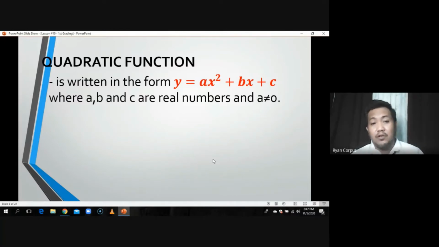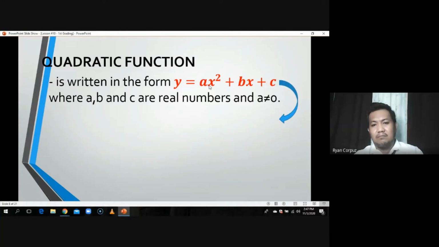A quadratic function is also an equation. In place of 0 in a quadratic equation, we replace it with y. So it becomes y is equal to ax squared plus bx plus c, where a, b, and c are real numbers and a must not be equal to 0. Again, a must not be equal to 0. It's because if a is 0, the quadratic term will be eliminated, so it's no longer called a quadratic function.